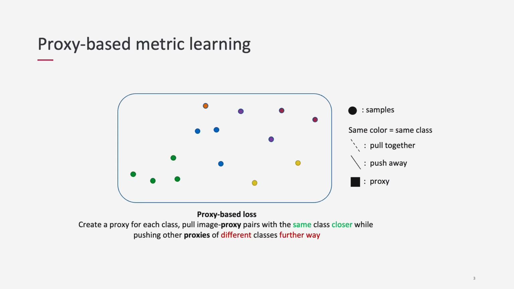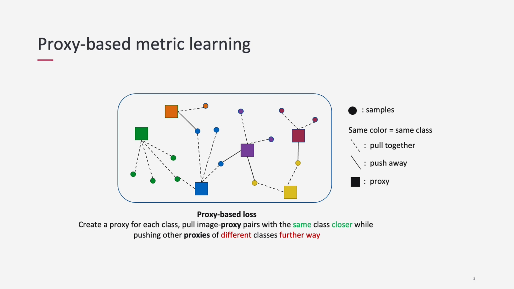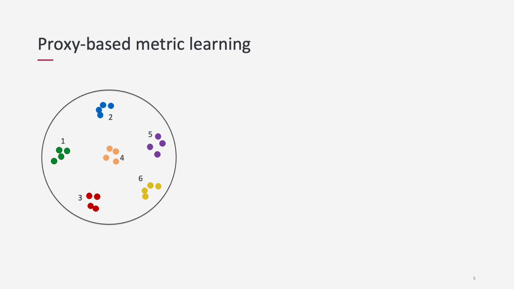Given a set of training samples, traditional proxy-based losses usually create a learnable embedding vector for each class as a proxy. During training, images are pulled toward the corresponding proxies, while being pushed away from the proxies of different classes. In the ideal scenario, after training, we will have an embedding space with a large between-class margin and small within-class variance. Hence, the distance between class 2 and 3 could be larger than the distance between 2 and 4.